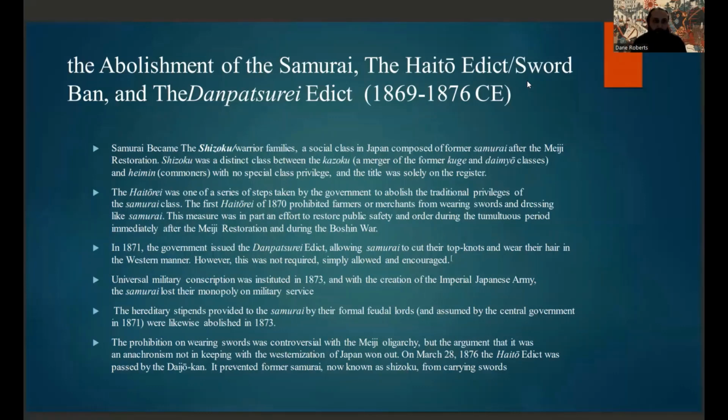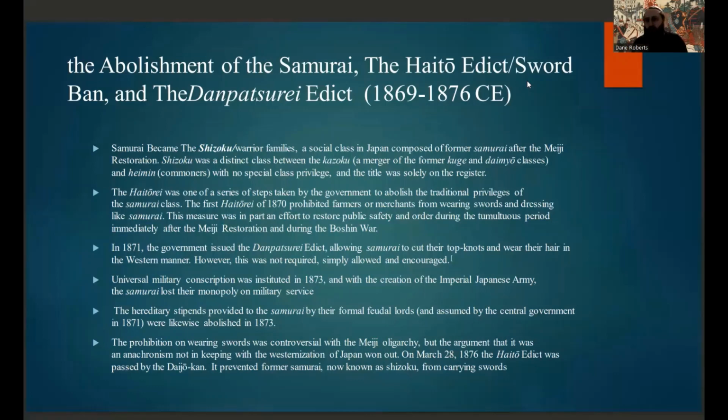After that, the Haito Edict, the Haito-rei, or the sword ban, was implemented, which took away the privileges of the samurai class. It also prohibited farmers and merchants and basically everyone who wasn't in the military or part of the special police from wielding swords. It was specifically a measure to restore public safety, especially during the transition period between the Boshin War and the Meiji Restoration.